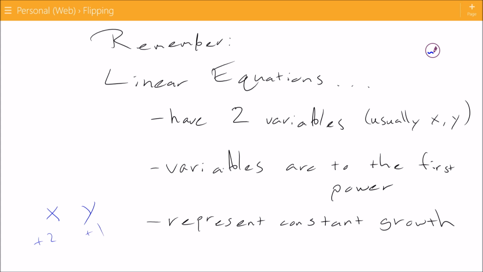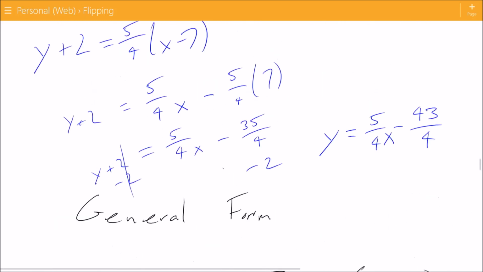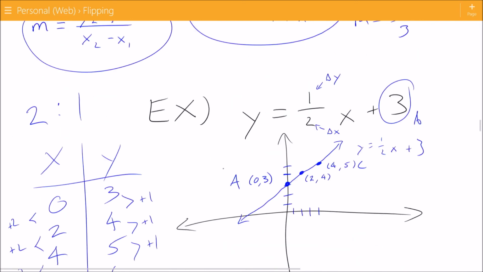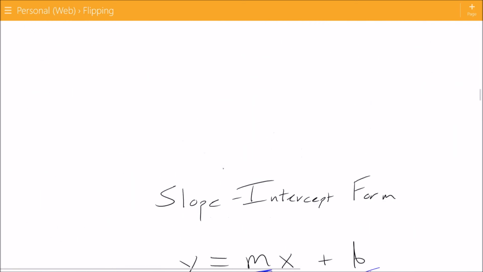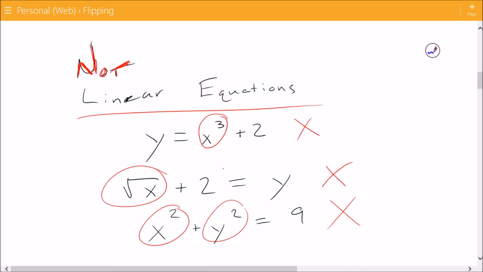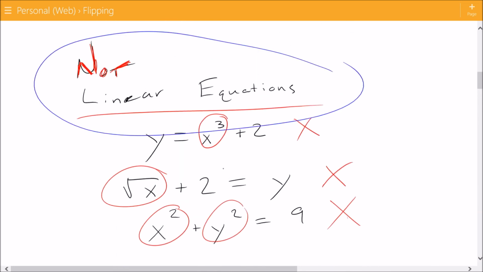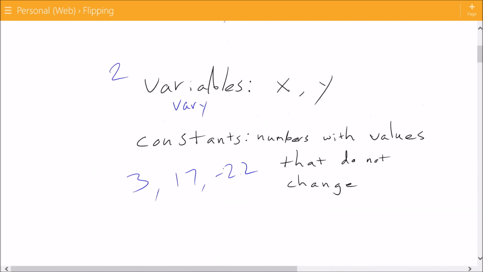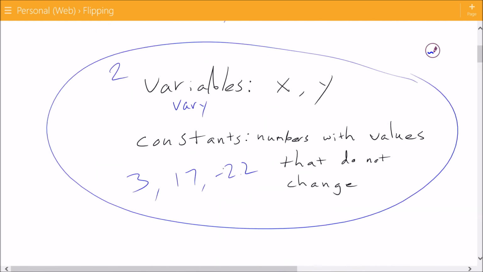Okay? A lot of stuff here. Focus really on these other forms are good to know. You will see them. You'll need to be able to manipulate them, but really focus a lot on this first part, on the slope-intercept form, on what is not a linear equation, and what makes a linear equation a linear equation.